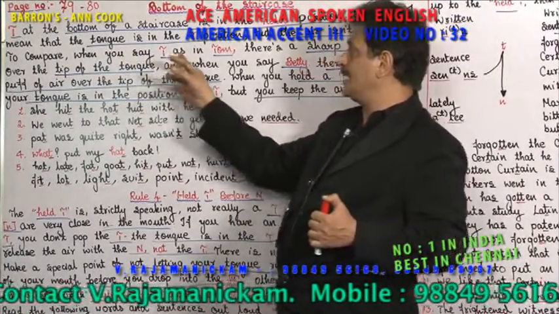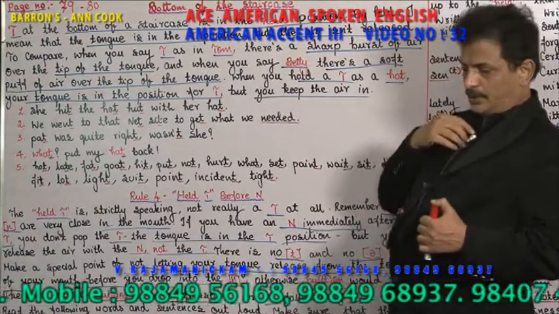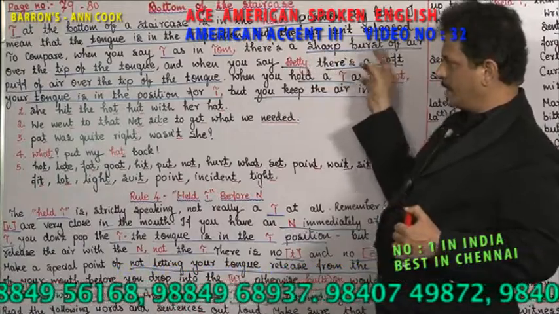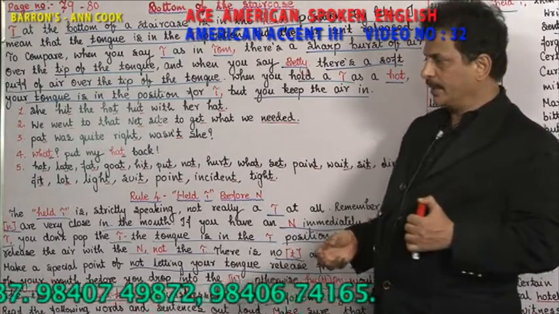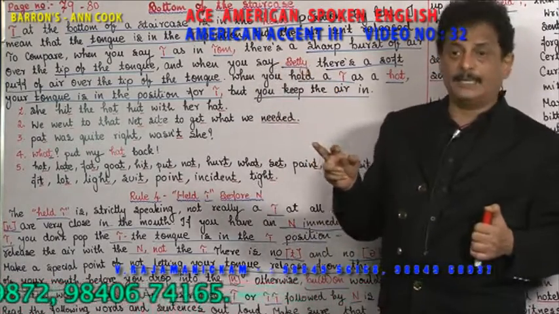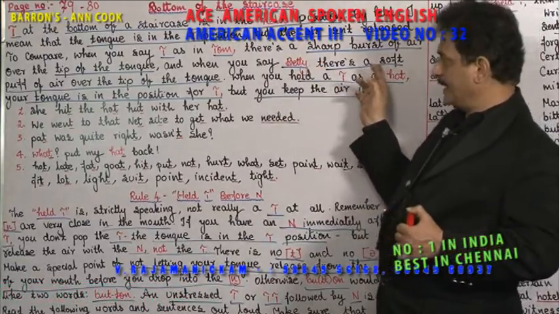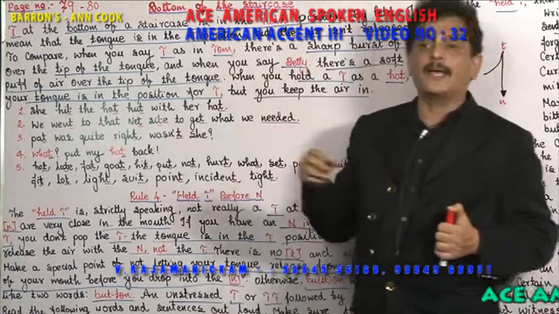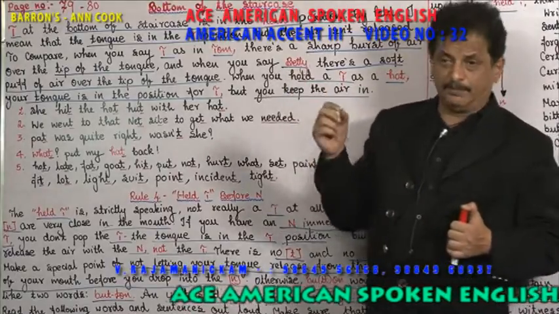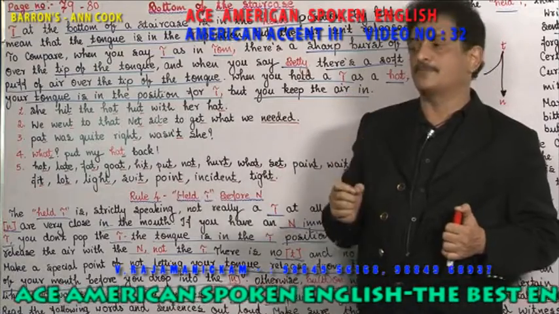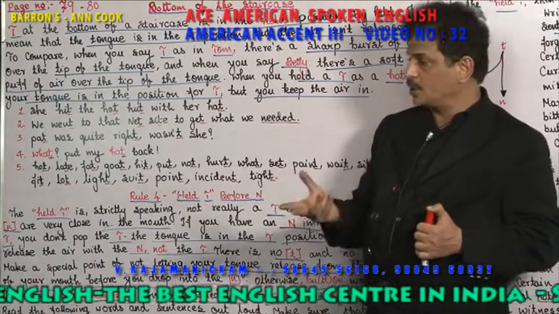To compare, when you say T as in Tom, how do you say it? Tom. There is a sharp burst of air over the tip of the tongue. Tom. And when you say Betty, what happens? T comes in between the word. After T, the semi vowel Y is there. There is a soft puff of air over the top of the tongue. Betty, Betty. So, when T comes in between, followed by vowels, T becomes soft. But when T comes in front of the word, the air is burst open.